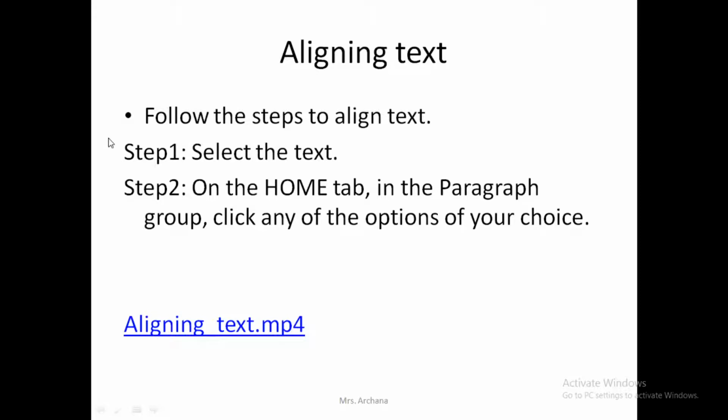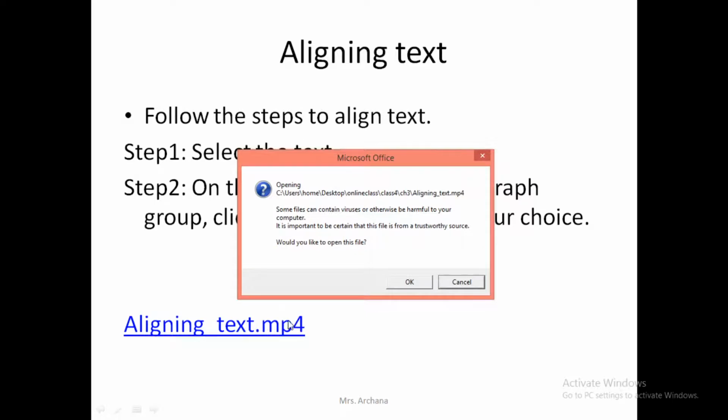See here, this is even but this side is not even. Even means here it ends, here it ends, it ends here, it ends here, so that means alignment is not correct. So this is left alignment. Okay, so like this. Then justified means this side will also be even and this side will also be even. When I show you the video, that time you will be able to get a clear idea about it. So how to do that alignment? Select the text. On the home tab in the paragraph group, click any of the options of your choice. So how to do it? Any of the options means we have 4 options: left, right, center and justify.